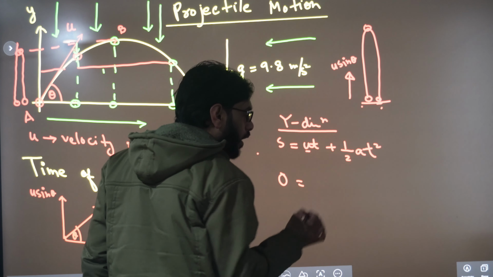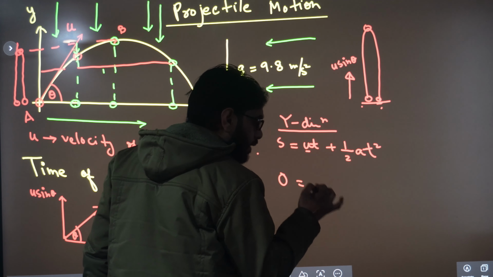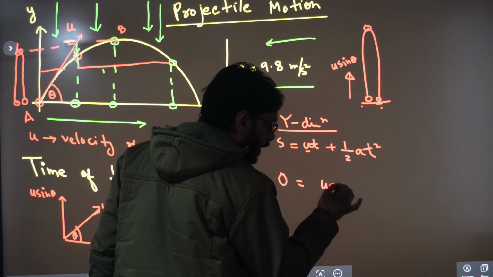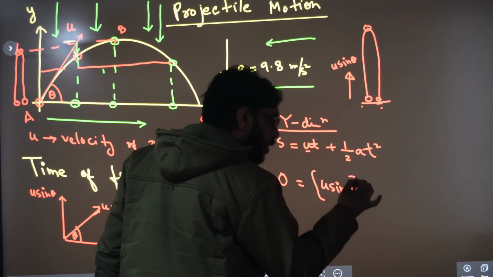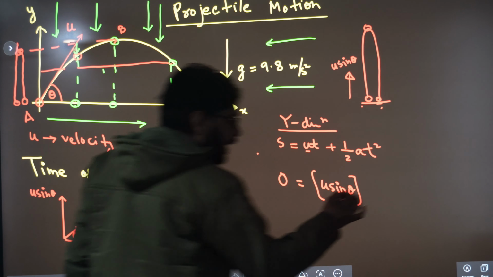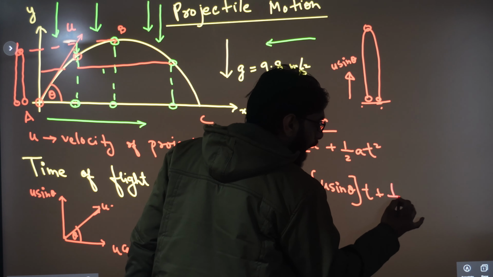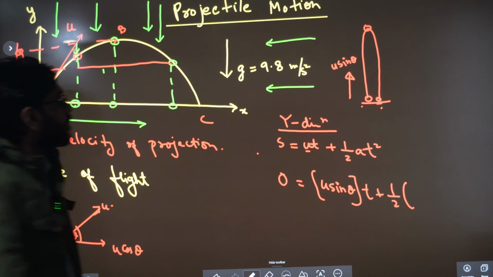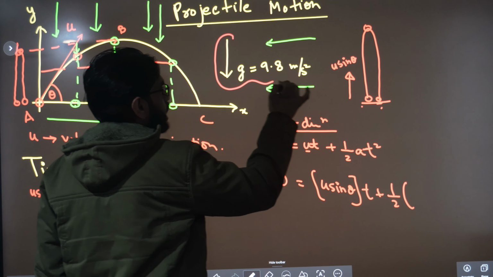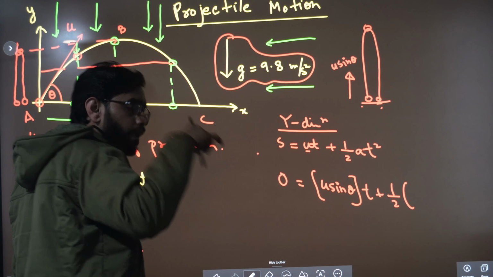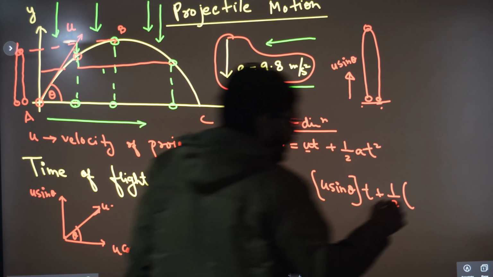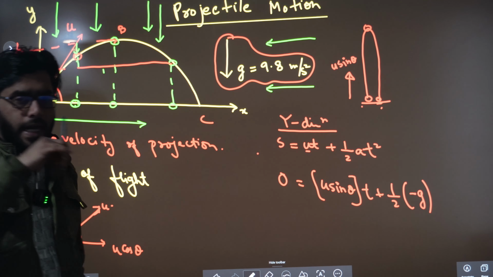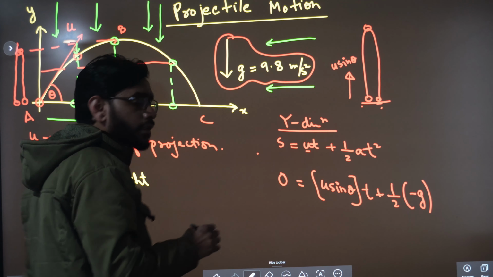The initial velocity of the shadow in the y direction is u sin theta, into t, plus half acceleration. What is the acceleration in the y direction? We have seen the acceleration in the y direction is 9.8 meter per second squared in the downward direction. So it will be equal to minus g. Why have I written minus? Because we follow the Cartesian coordinate system.